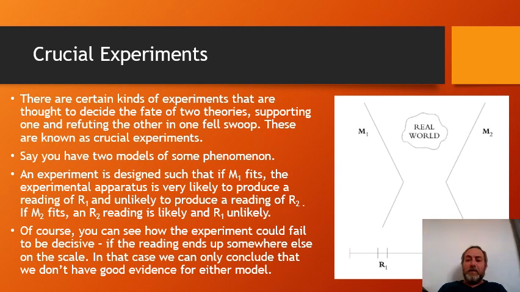So again, each model's prediction falls within a pretty narrow range and they're both pretty far from each other, so it's very unlikely that model two is going to produce data on the other side. You could potentially run one experiment that'll test both models at once. Now, it's pretty obvious here how the experiment could fail to be decisive. If the reading ends up somewhere in the middle, not in either of those ranges, then all you conclude is you don't really have any good evidence for either model. But if the experiment does produce a reading in one little range and not the other, then you can say I've got support for one model and I've got evidence that the other model is false.